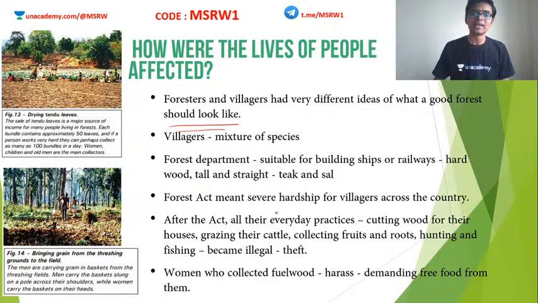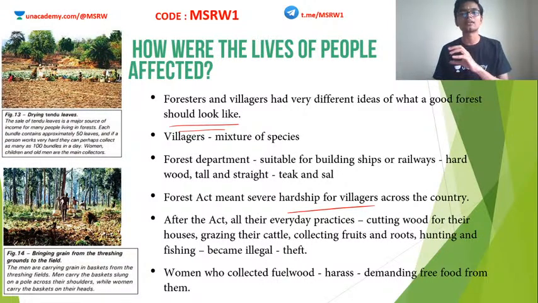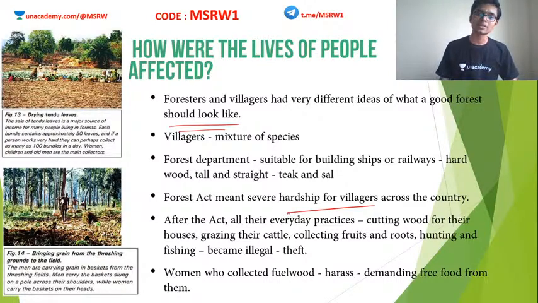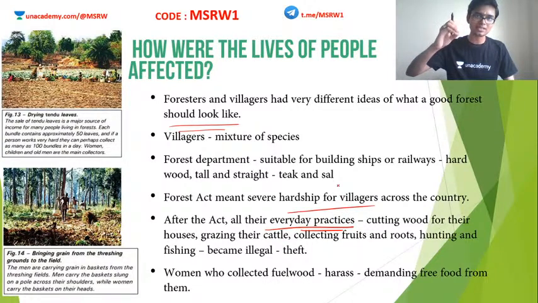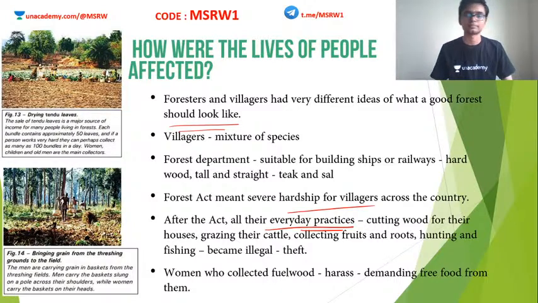The Forest Act meant severe hardship for the villagers across the country. When villagers were prevented from entering forests, all of a sudden they started facing various kinds of difficulties, because they were accustomed to using these forest resources for their daily needs. So after the act, all their everyday practices were branded as illegal.